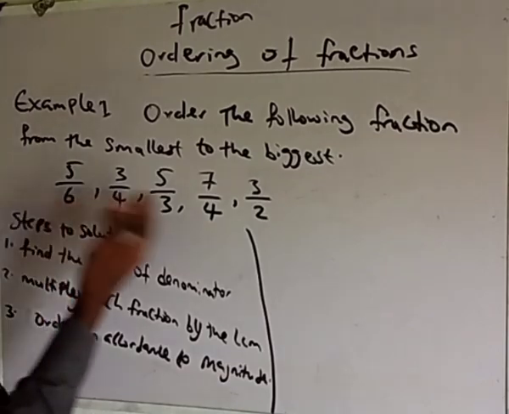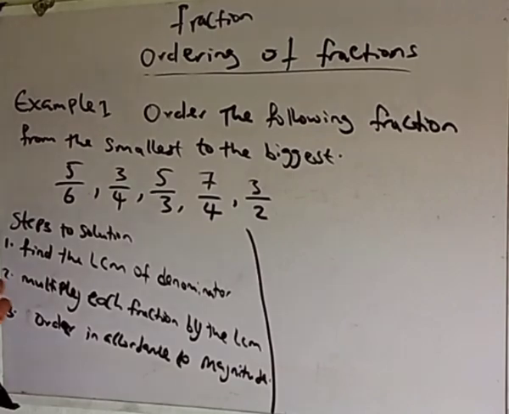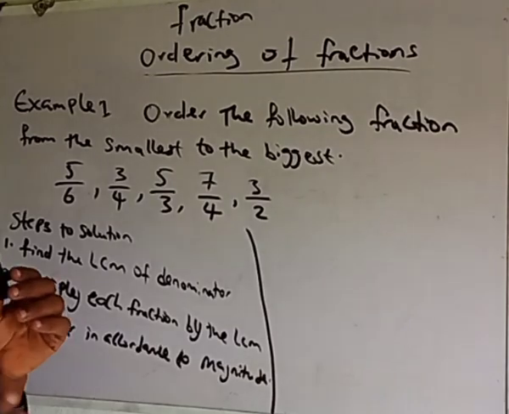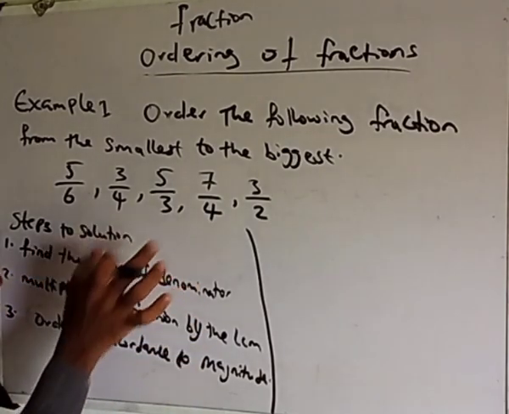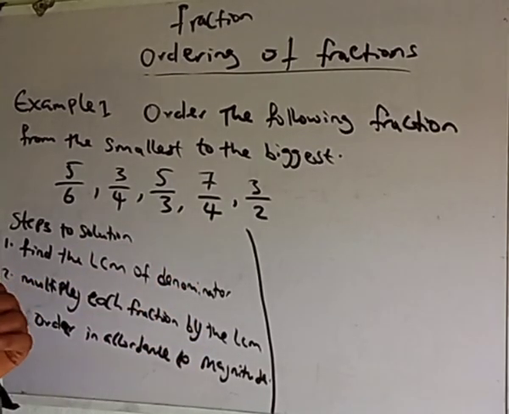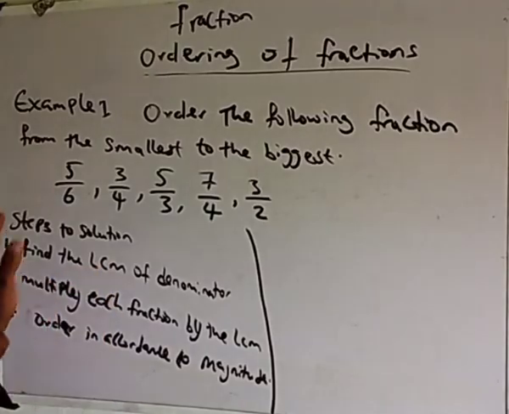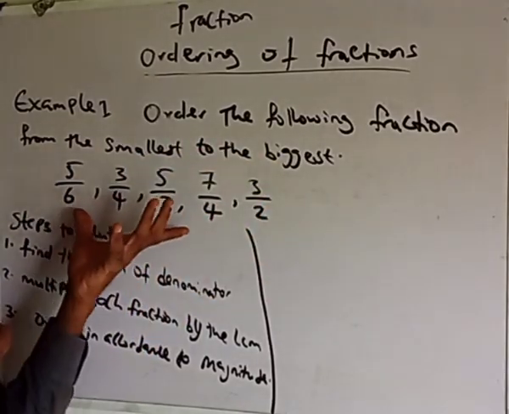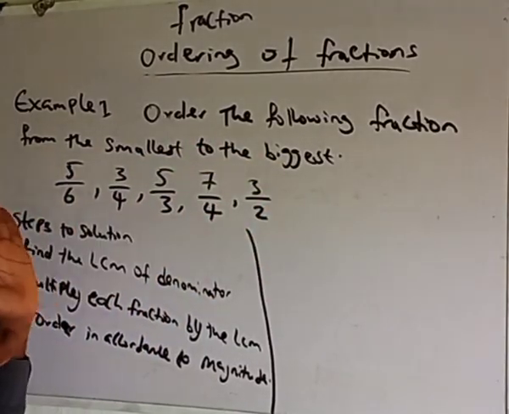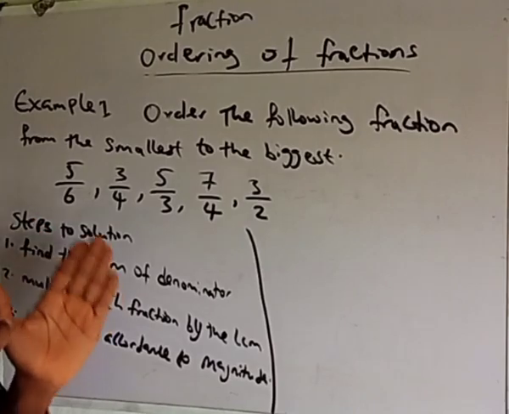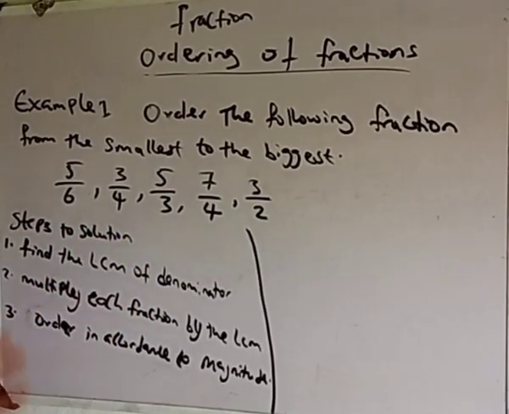Now, when you look at numbers like 1, 2, 3, 4, 5, 6, 7, 8, 9, 10, you know that 10 is bigger than 5, right? You know that 7 is bigger than 3. You know numbers that are bigger. But when it is in fraction form, sometimes it's not very easy to know which one is bigger. So we are going to be solving this problem. We are told to order the following fractions from the smallest to the biggest. That means we arrange them in order from the smallest to the biggest. Now, there are steps to solving this kind of question.